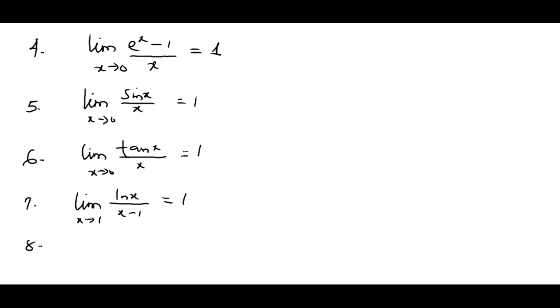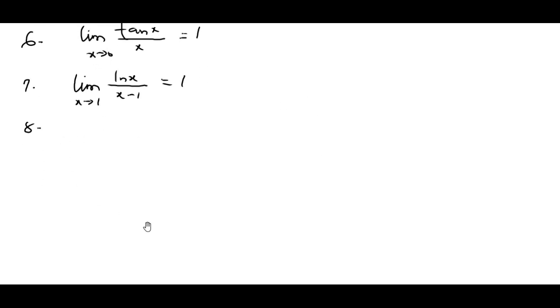Number 8. Limits involving 1 minus cos x all over x squared, all right, as x approaches 0 will give us 1 over 2. So it's very important that you become familiar with these standard limits.